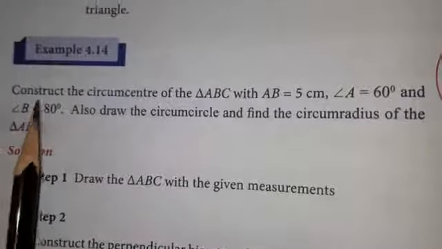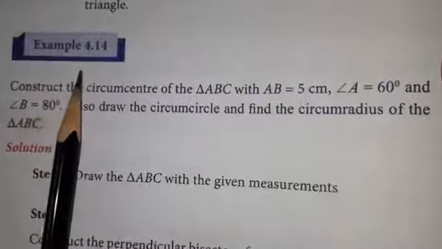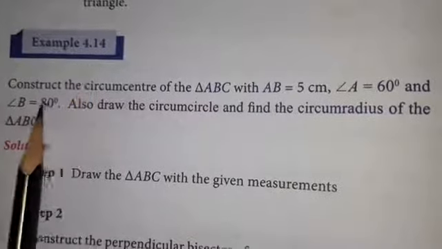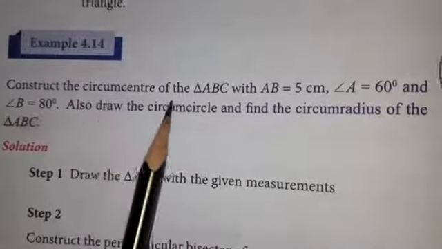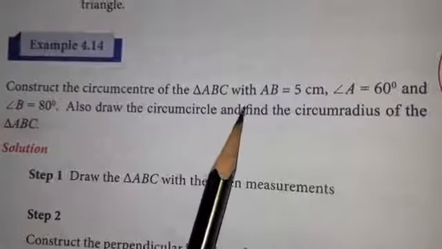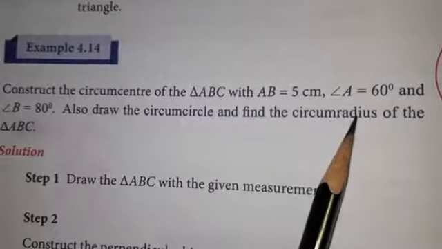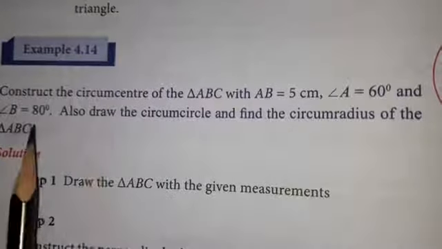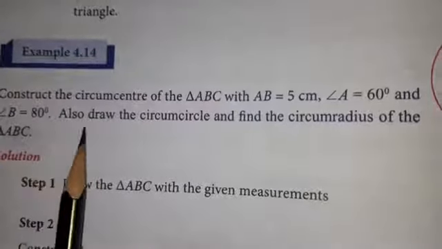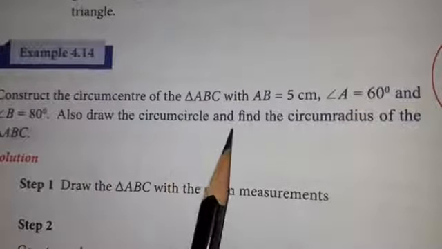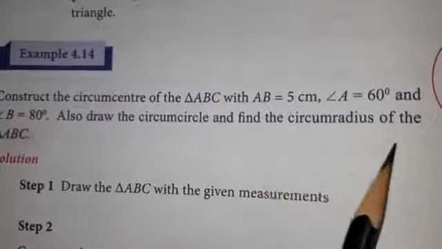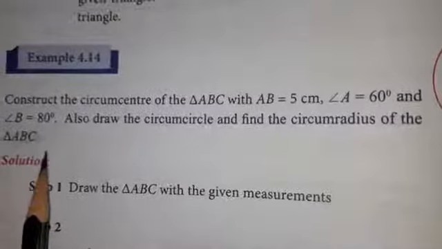Now we see the example problem, 4.14. Construct the circumcenter of the triangle ABC with AB equal to 5 cm, angle A equal to 60 degree and angle B equal to 80 degree. Also draw the circumcircle and find the circumradius of the triangle ABC.